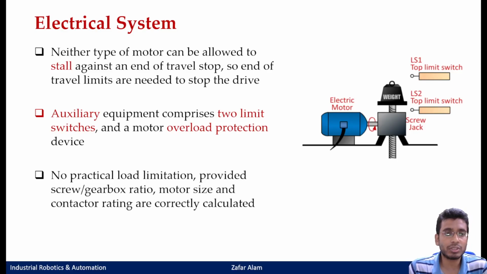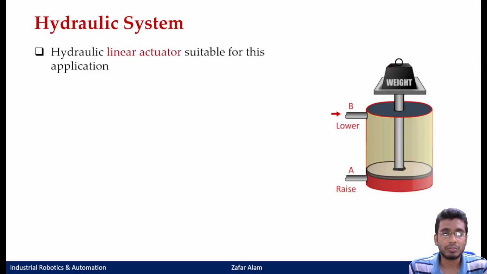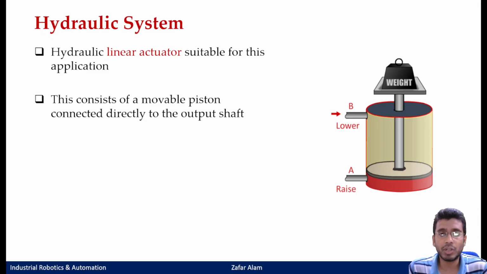So this was one method of doing the task. Okay. Now there is another method, and that would be a hydraulic system, right? So even in the hydraulic system, a hydraulic linear actuator can be suitable for this task. The linear actuator you can see on the right side in the figure. What it consists of is just a movable piston that is connected directly to the output shaft.